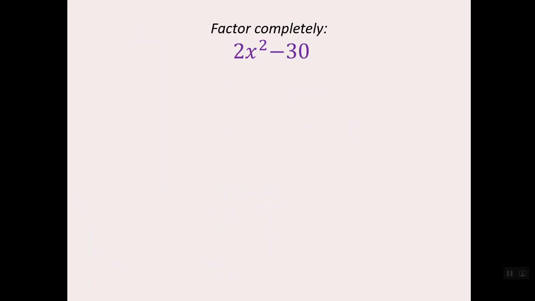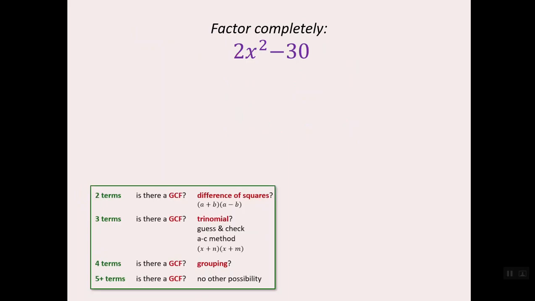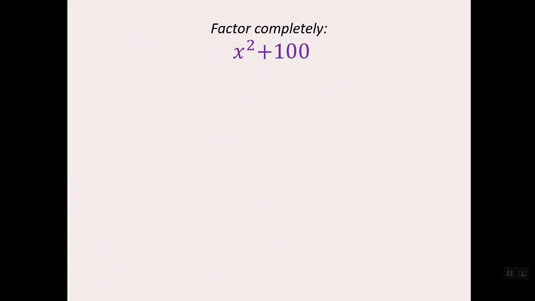2x squared minus 30. Again, what do we have here? Again, it's two terms. So is there a GCF? There is. I'm going to factor out a 2. I'm left with x squared minus 15. Now I ask myself, that leftover part, of those factors, are they totally factored themselves? And so I look at x squared minus 15 and I say, two terms, is that difference of squares? It's not, because 15 is not a perfect square, so we're finished.